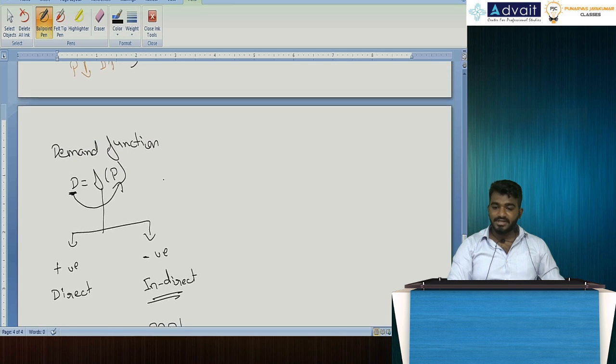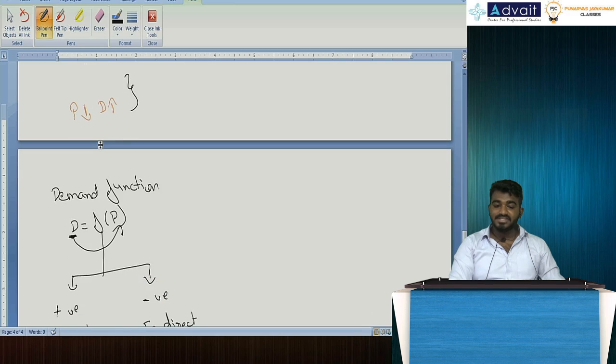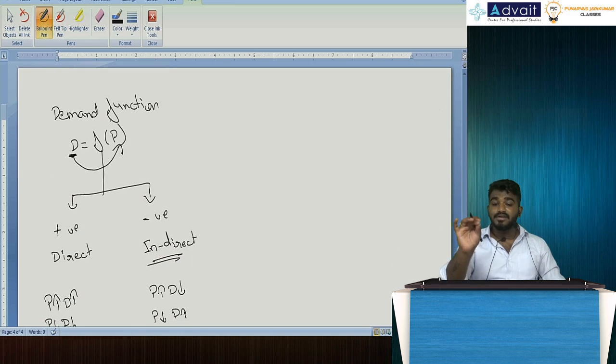Now, sir, let me just revise it once again. The very first determinant, which affects demand to a maximum extent, is price. What is the main thumb rule of my demand chapter? Whenever price increases, demand decreases. Whenever price decreases, demand increases. And the relationship between price and demand is called the demand function. It is expressed in a mathematical equation, D = f(P). D represents demand, P represents price. Demand is dependent on price.